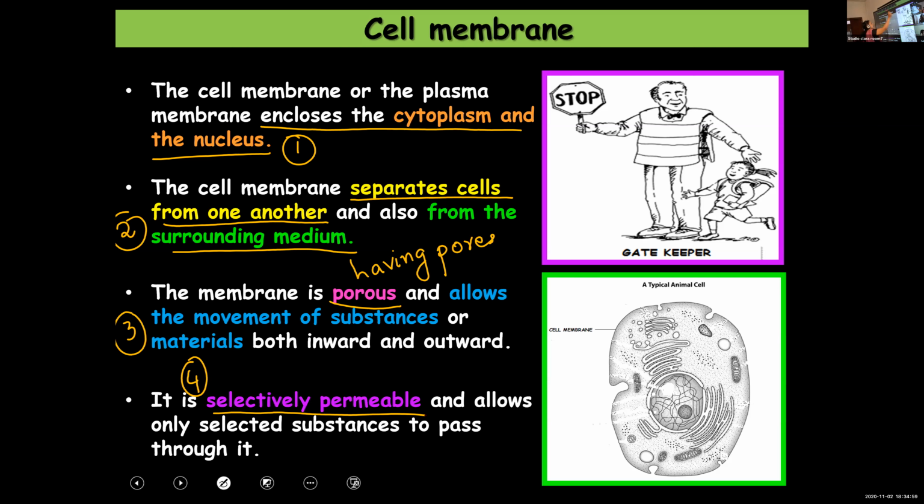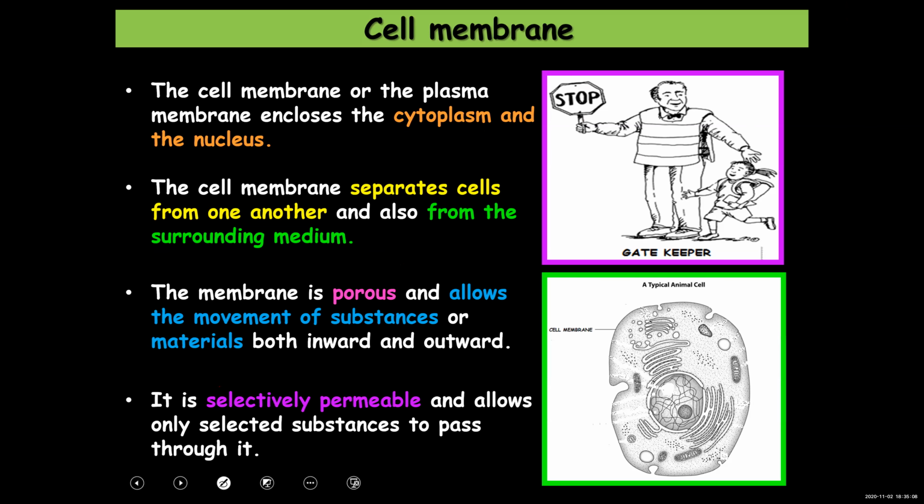Okay, I'll be repeating the points once again. We started with the first point, that is the cell membrane or plasma membrane. It will enclose cytoplasm and nucleus. That is the first point. I want you to learn now. That is why I'm repeating three to four times.